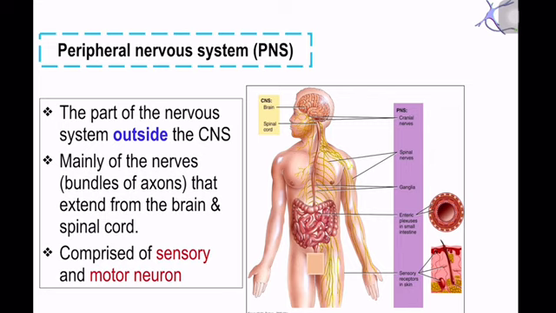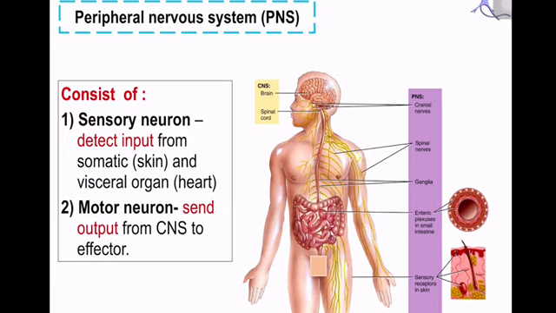For PNS, this is a part of the nervous system whereby the nerve cells will mainly extend out from the brain and spinal cord to the other body parts, and it comprises sensory and motor neurons. And these nerves will form the communication network between CNS and all the body parts.